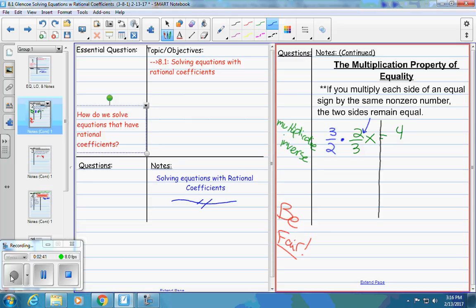If I write times 3/2 on the left, I have to write times 3/2 on the right side also. I'm going to draw a squiggly line here, separating the top step from the bottom. So 2/2 becomes the number 1, 3/3 becomes the number 1, and 1 times x is just x.